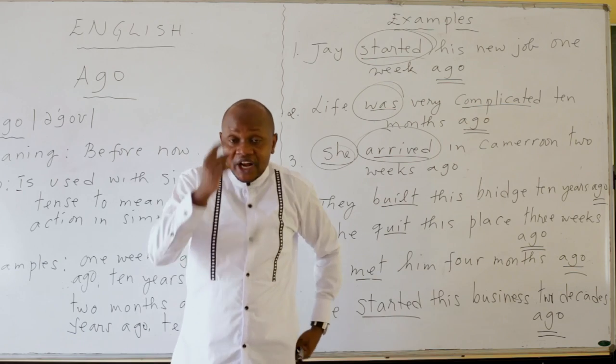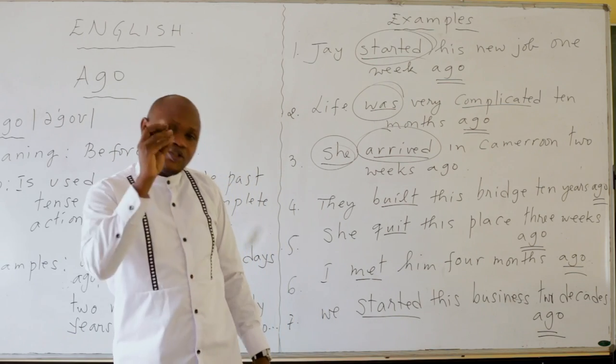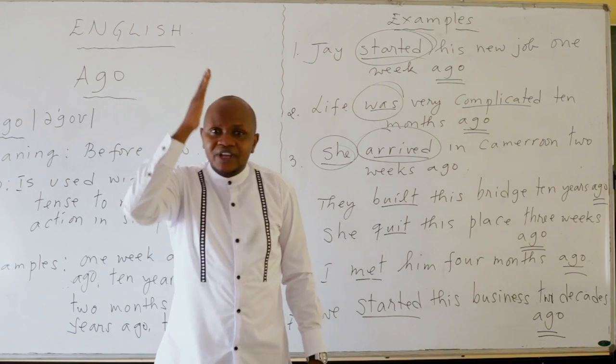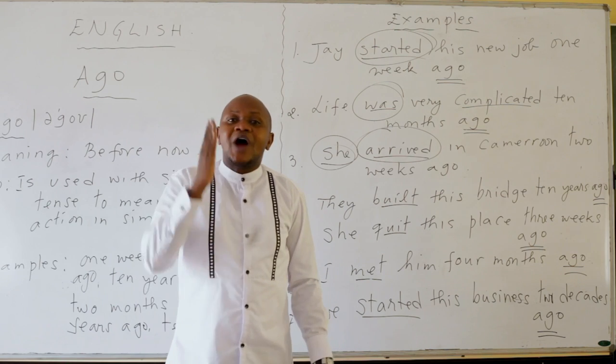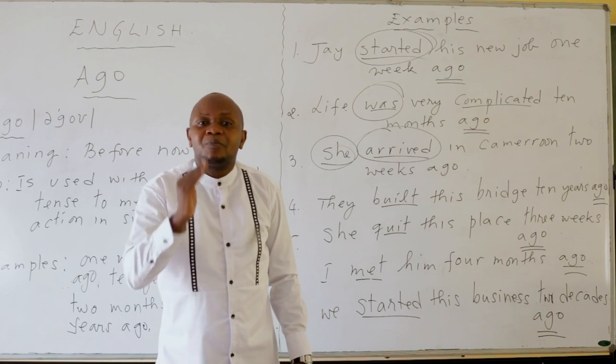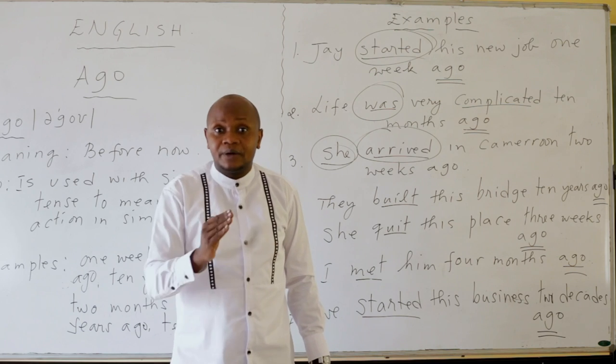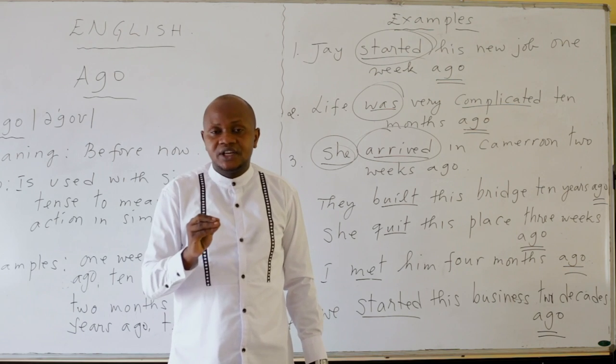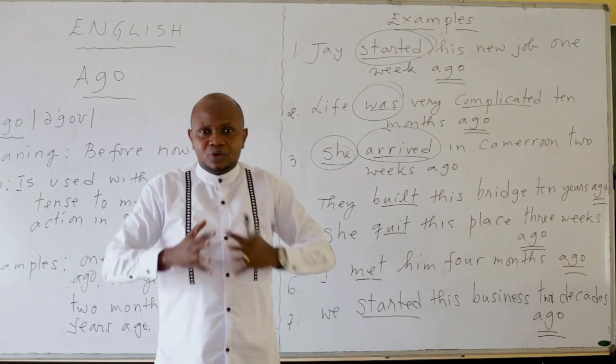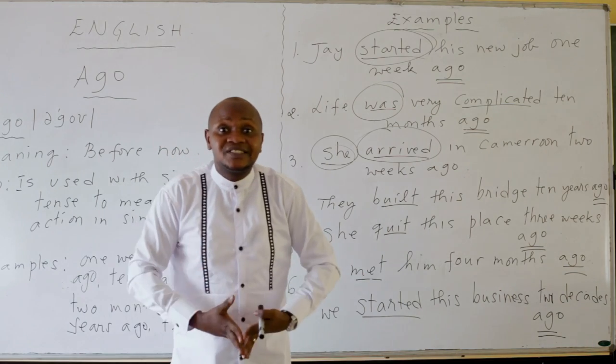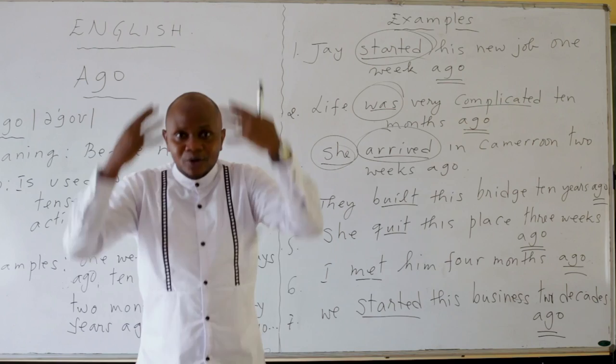Whenever you use ago, as a conclusion, when you use ago in a sentence, try to use the simple past tense of the verb that you want to use. Niba ukoresha ago, ujye ukoresha simple past tense ya verb ushaka gukoresha.